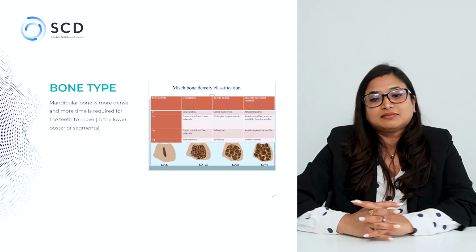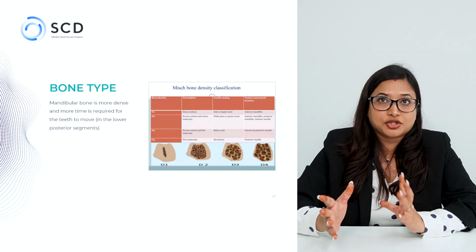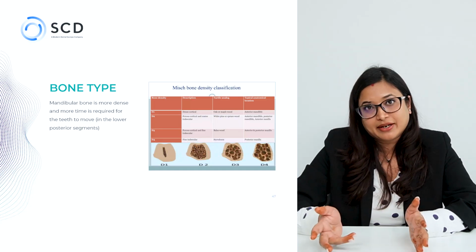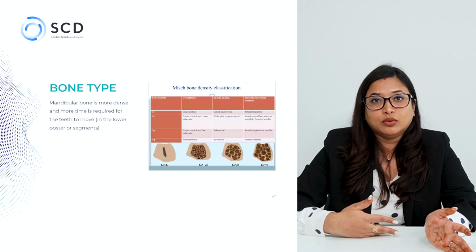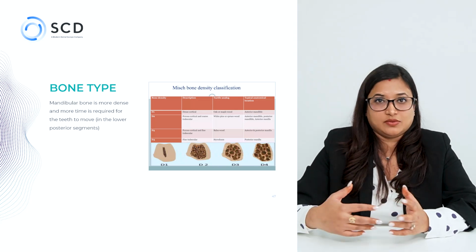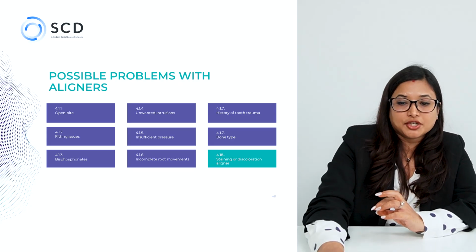Bone type. Of course, different types of bone react differently to different types of pressure and bring about different movements. Mandibular bone is comparatively denser when compared with maxillary bone. So it requires a longer period of time to bring about a certain movement than would be required in maxillary bone.